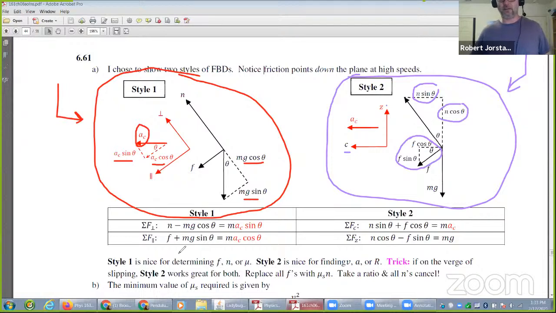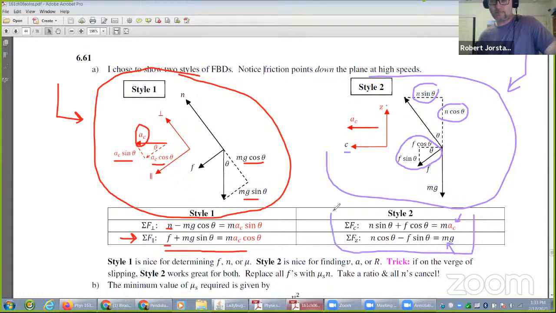For example, look at this equation right here. If you were trying to solve for F or the normal force, G, this style looks great because I could just solve for that term. Whereas over here, if I want to figure out AC, which relates to the speed, or maybe I want to figure out a mass or something like this, this one might be nice. So they both have advantages. And notice I mentioned this right here.